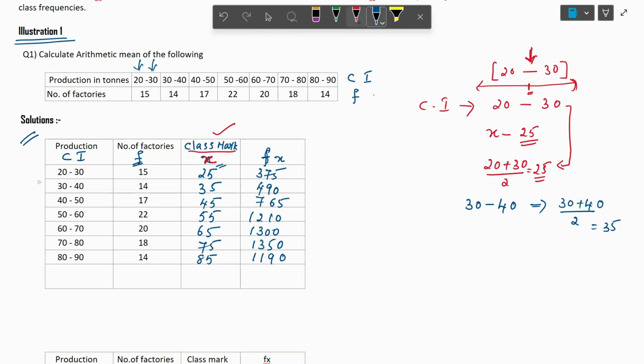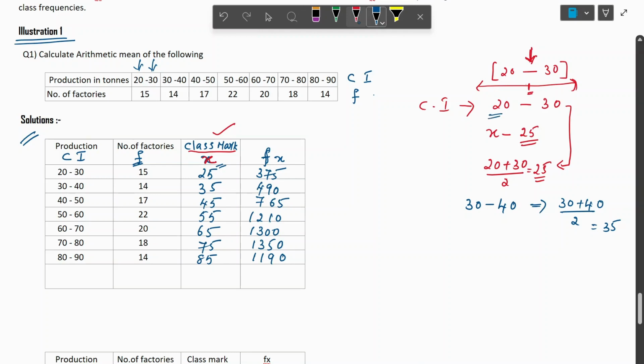Now we are completing your columns. How many columns are there? 4 columns. In discrete data, only 3, but in continuous, it is 4. One is extra, that means x, because it is given in class interval. We are going to create the x column. X is called the class mark. Class mark is the midpoint of your class interval. And I showed you how to calculate the class mark, the midpoint.